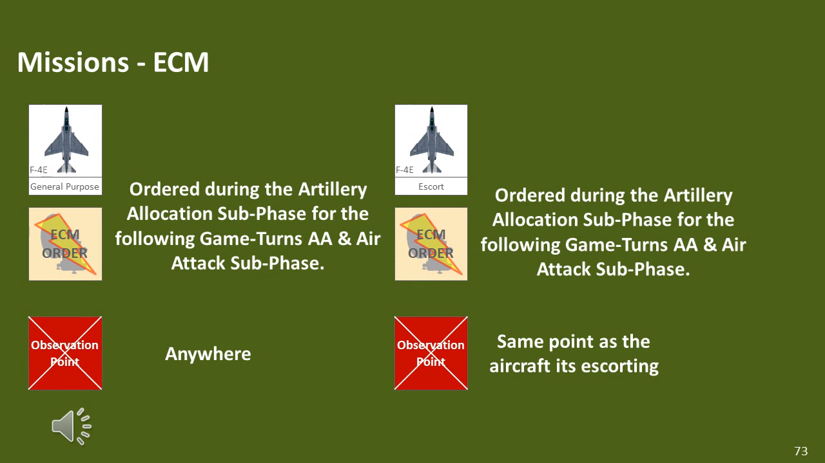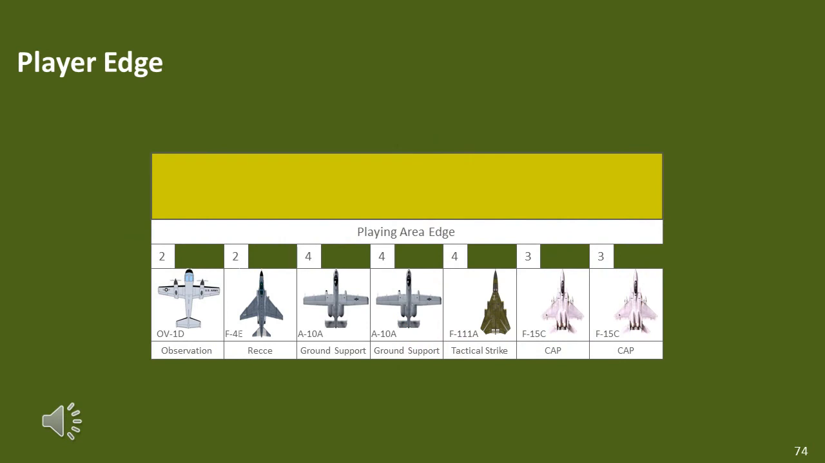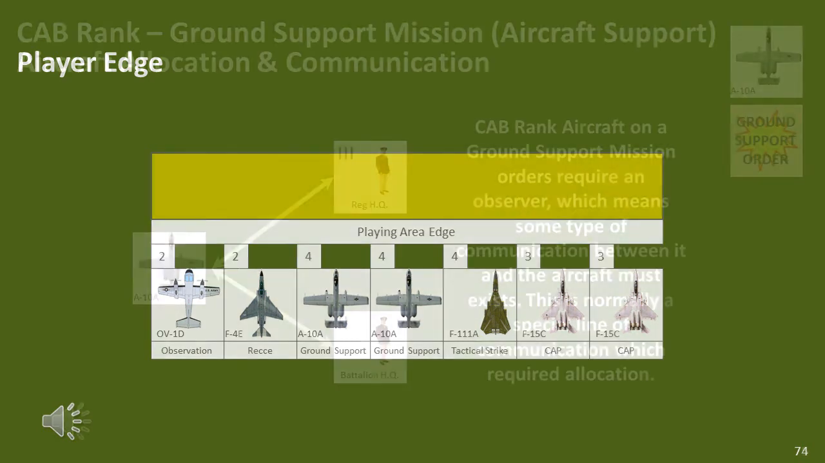An escort ECM mission order issued during the game must have the observation point set at the location of the aircraft it is escorting. ECM mission orders are set during the phasing aircraft allocation subphase, and they are executed the following game turn during the anti-aircraft and air attack subphase. ECM mission orders can be sent to an aircraft on the friendly player edge or in the sortie wait time phase. If an aircraft on the friendly player edge is not provided with a mission order, it remains on the friendly player edge until the following game turn. In summary, it is waiting for an order.